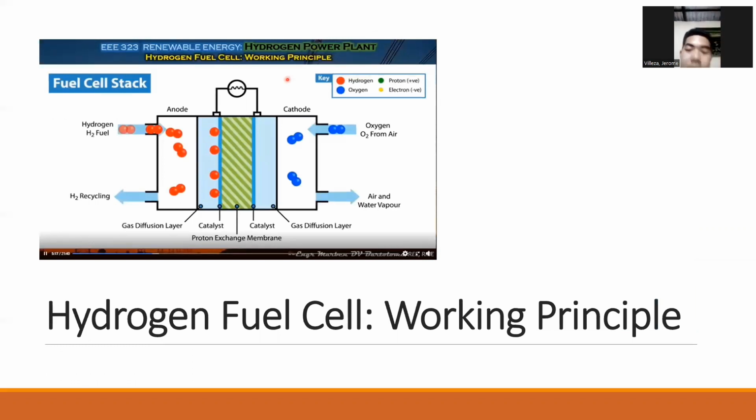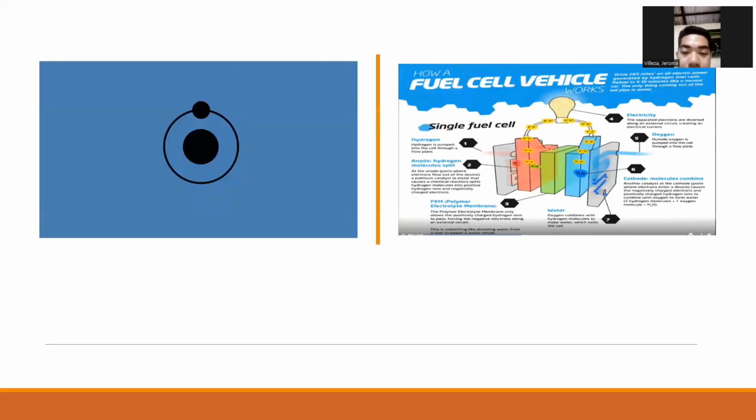Hydrogen fuel cell working principle. So in the hydrogen fuel cell, the H2 enters at the anode, and then goes to the catalyst, where there is a proton exchange. Then the unused H2 comes out for recycling. The same with the cathode. In the middle is the proton exchange membrane, which separates the two. Next.